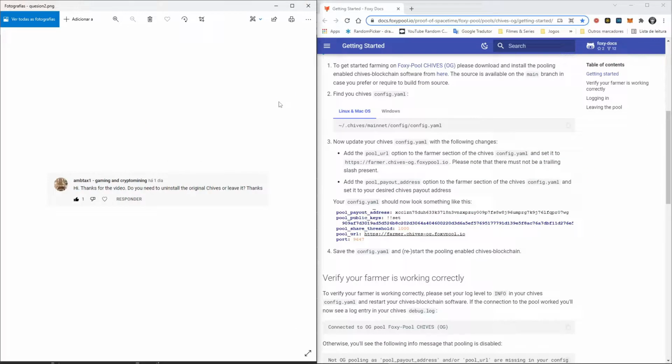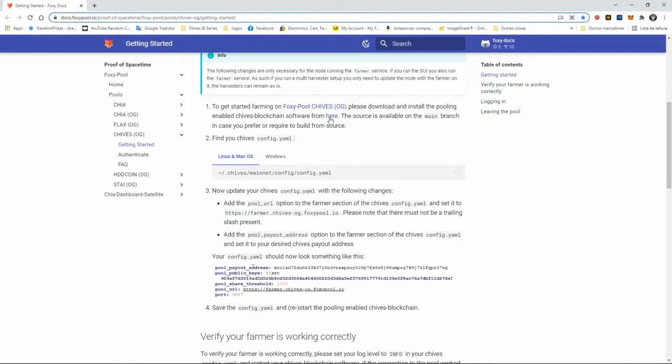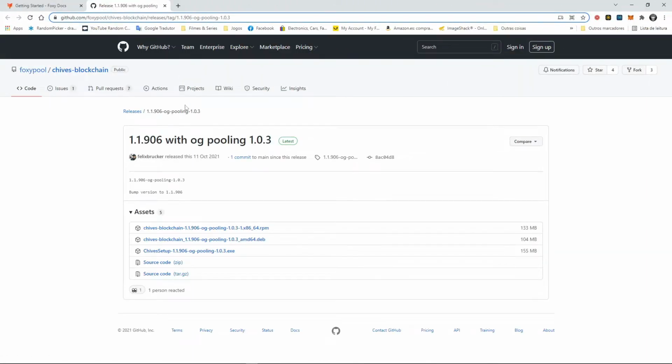The next question will be, do you need to uninstall the original Chives or can I leave it there? In fact, you can leave it there, because if you follow the guide, you have to go here and download their GUI, okay? The first time you run this, what it's going to do is override the original program, and then you only have to close it and go to the YAML and make all the edits there. You only have to follow the guide.